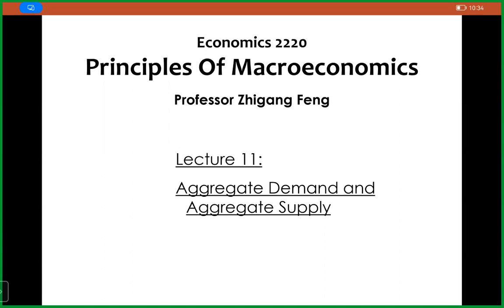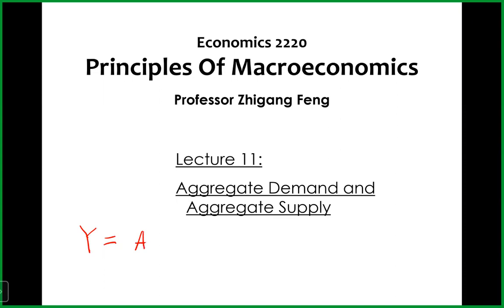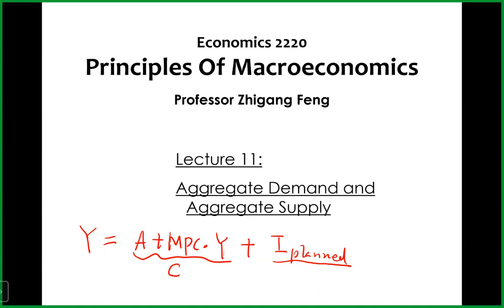Okay, let me write down. So this equation: Y equals a plus MPC times Y plus I plan. Right? So this is giving you C, C as a function of disposable income. But remember, disposable income is essentially another way to look at the GDP. And this is investment, but this is planned investment, right?